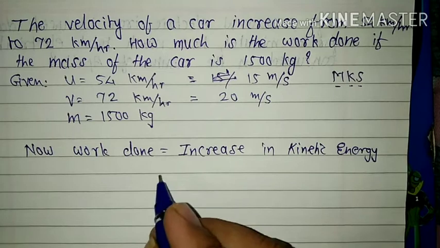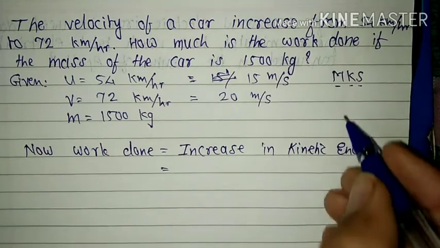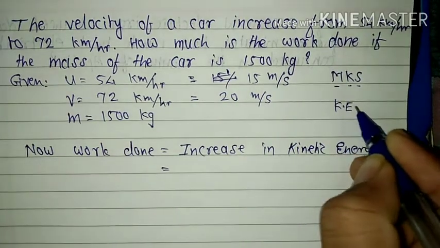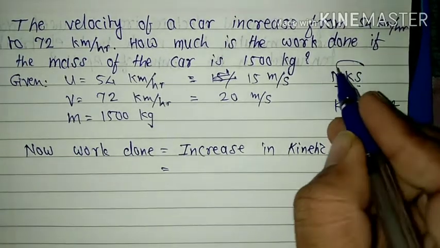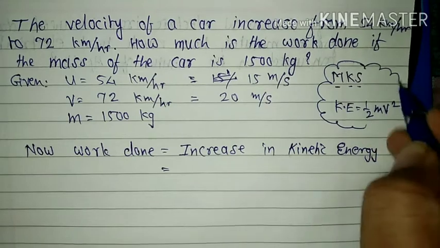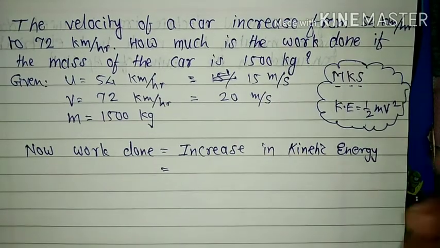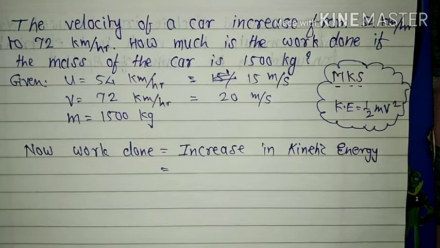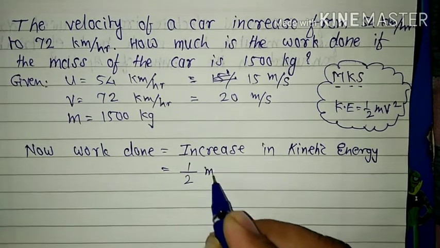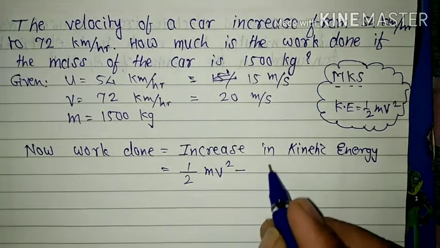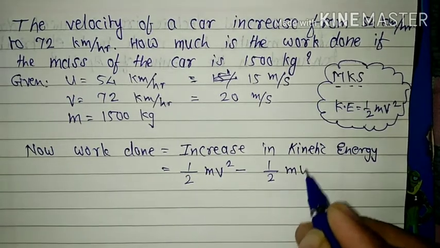And we know that what is the formula for kinetic energy? Kinetic energy is equal to 1 upon 2 mv square. So this is the formula. ये जो cloud बना रहा हूँ मैं, इसको लिखने का नहीं है, ये तो explanation के लिए. 1 upon 2 mv square. So 1 upon 2 mv square minus 1 upon 2 mu square.